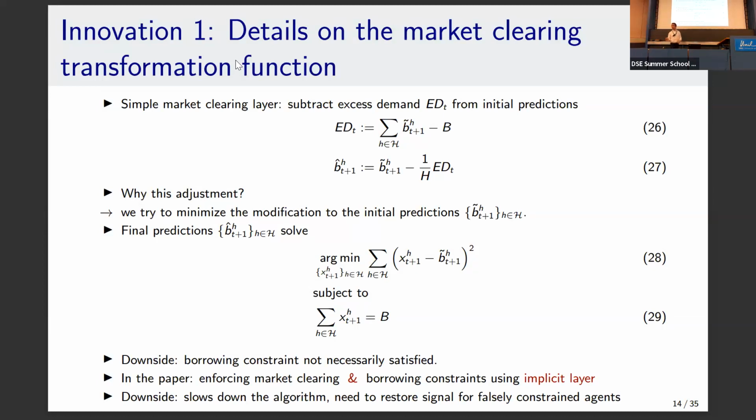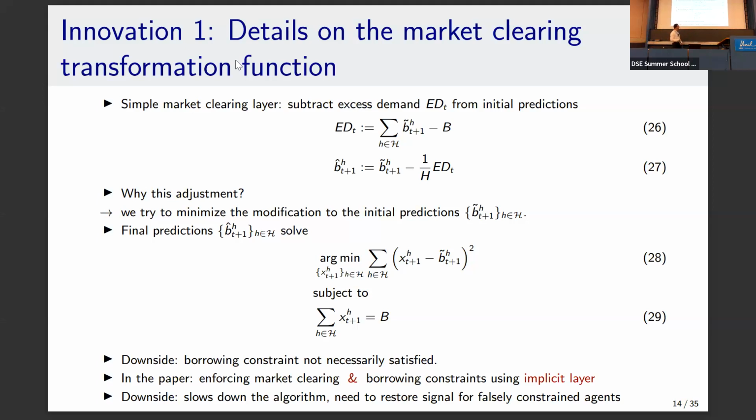That's a harder quadratic program, which you can still code up and you can still differentiate through. We tried it in the paper, and those quadratic optimizers are implemented in deep learning libraries like JAX. The way you get the derivative is basically through the implicit function theorem. But the problem is, so far, that this was very slow. So the benefit we got from directly enforcing the borrowing constraint didn't pay off compared to the runtime penalty we got.